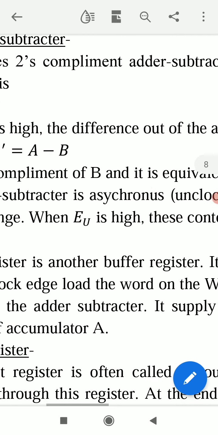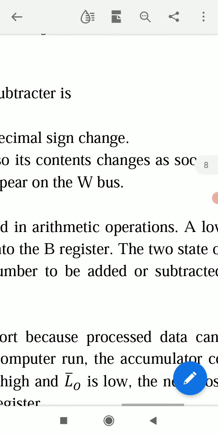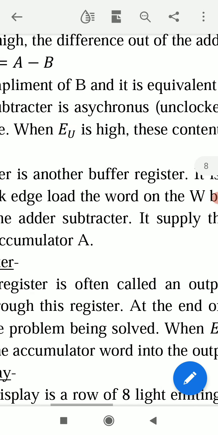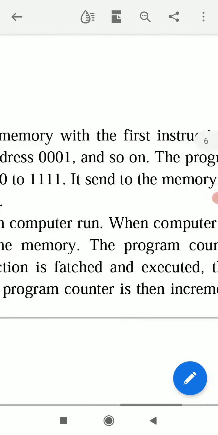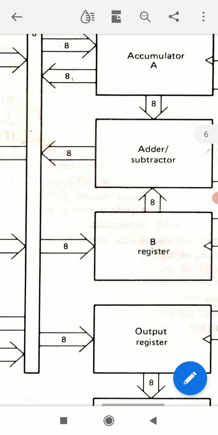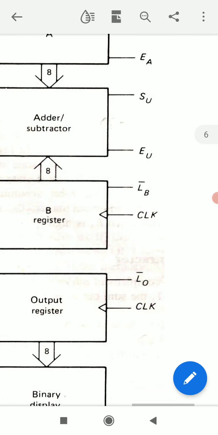The adder subtractor is asynchronous, unclocked, so its contents change as soon as the input words change. When EU is high, these contents appear on the W bus. So the adder subtractor either adds or subtracts these two words from the A and B registers, and this result goes to the W bus only when EU is high. E means enable, U is for adder subtractor.